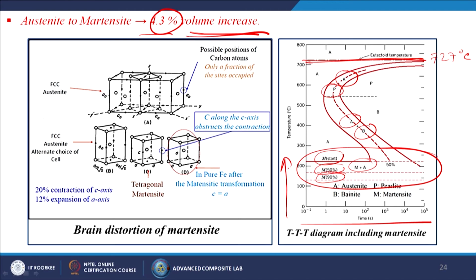In this particular case you can understand that only the volume is changing, because some atoms over here, that is carbon along the C axis, obstruct the contraction. So, only volume expansion is taking place in this case when we are changing from austenite to martensite.